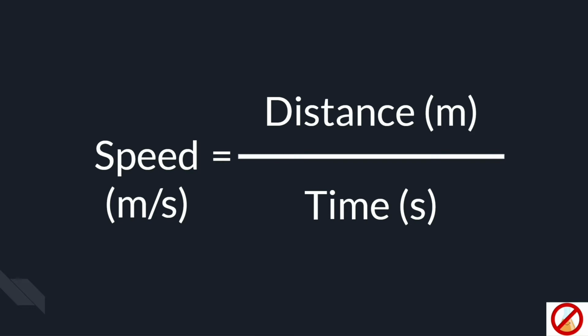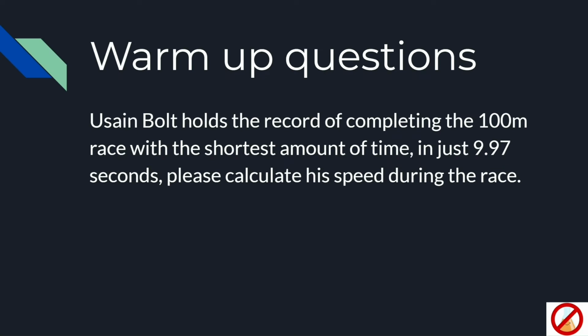Looking at the formula, we can try and understand what speed actually is. Distance divided by time, so basically speed is distance per time. In other words, we can phrase it as how much distance you made in a given amount of time. So how much distance did you travel per second? Let's try this warm-up question where we actually put this equation into practice.